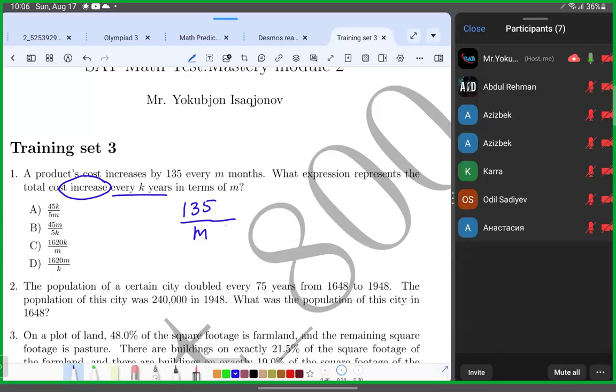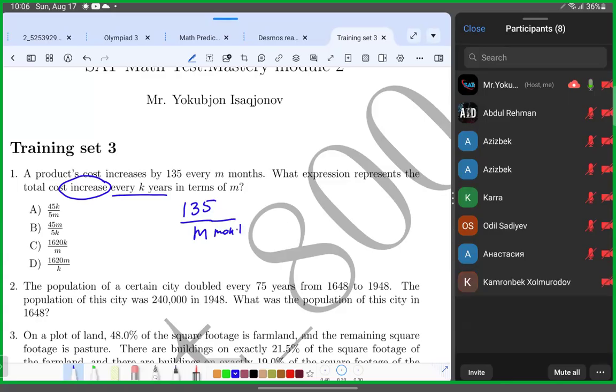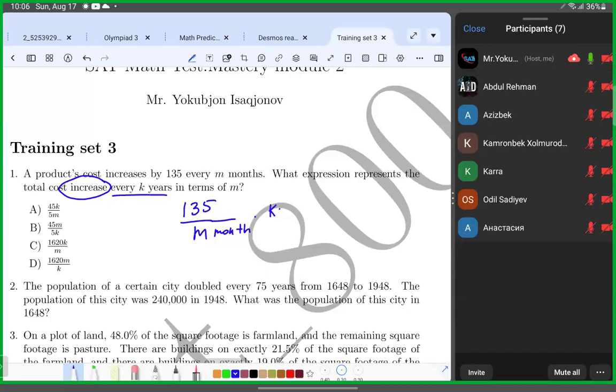Here pay attention. Here we have months, and we have k years. But these k years I should convert to months. Like k years is k times 12 months. I can do it by multiplying, and I have another way as well for showing it properly.